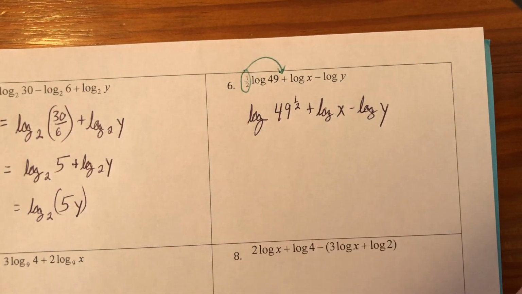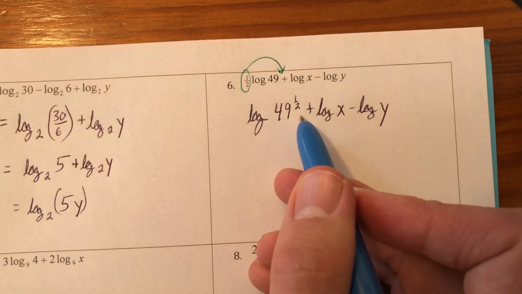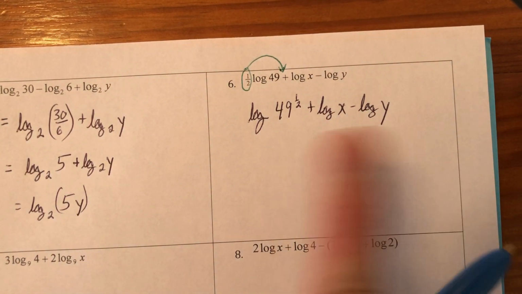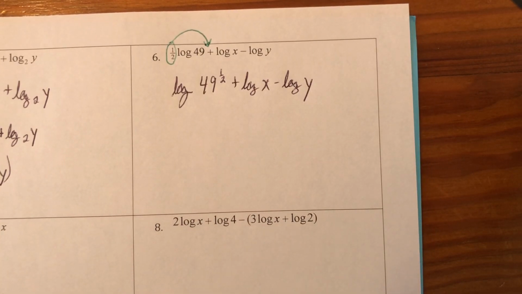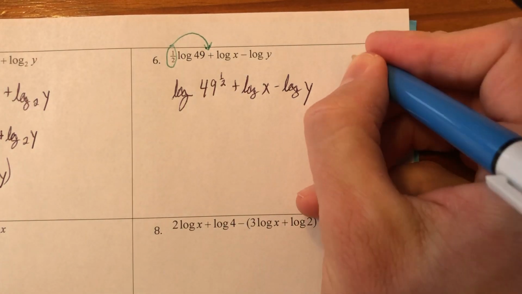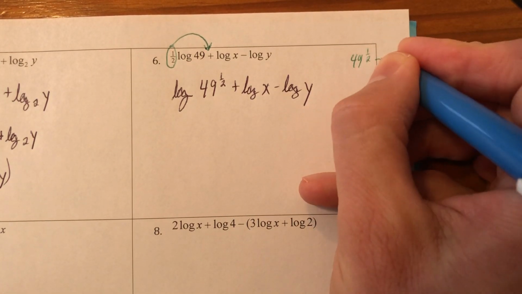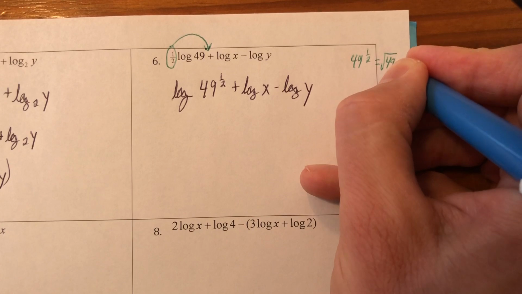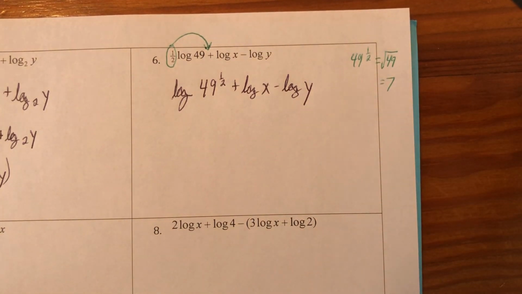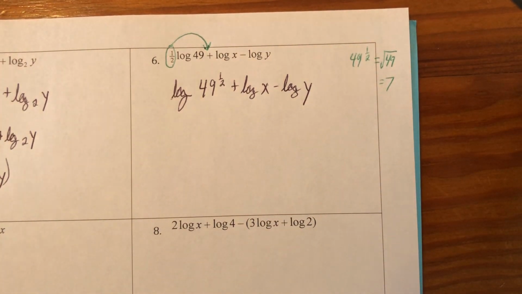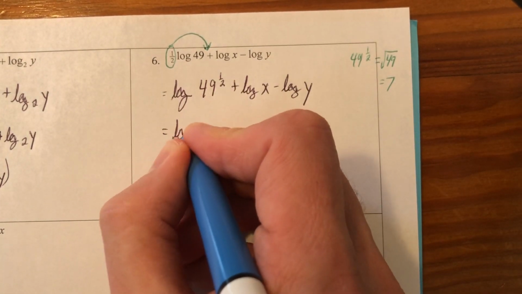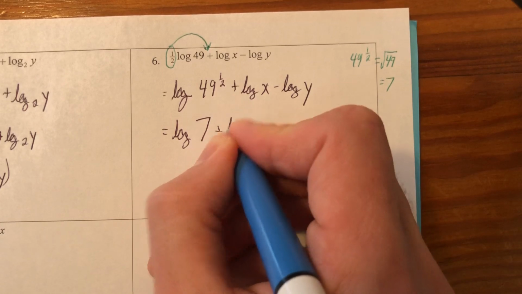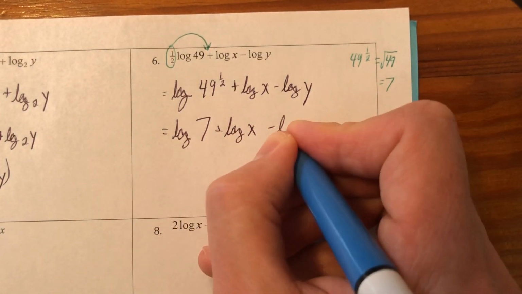So 49 to the 1/2, well, let's see, half of 49, no. I don't want half of 49. I want 49 to the 1/2. Okay? So I'm going to come over here on the side and write down some stuff. So 49 to the 1/2 is the same thing as the square root of 49, which is 7. Okay? Grab a calculator if that didn't ring a bell for you. So this is log of 7 plus log of x minus log of y.